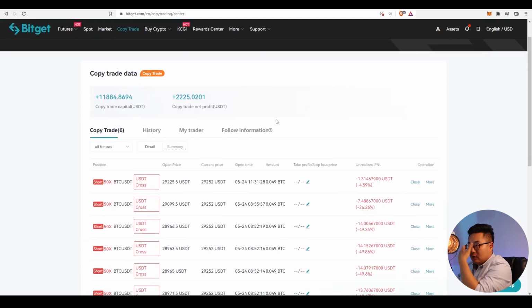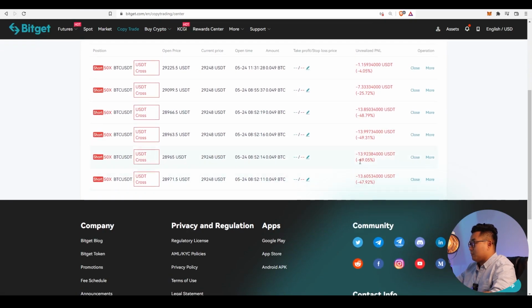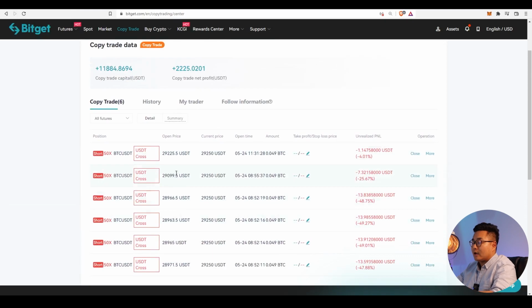So as you can see, I have copy traded over $10,000 to almost $12,000 worth, and I've made $2,225. I've actually transferred my account from a previous account to another account because I'm an affiliate and things like that. So I'm actually like 47% negative in currently active trades, but I'm not too worried about that because I know my traders are going to be managing these positions out so that we can actually become profitable in the end.